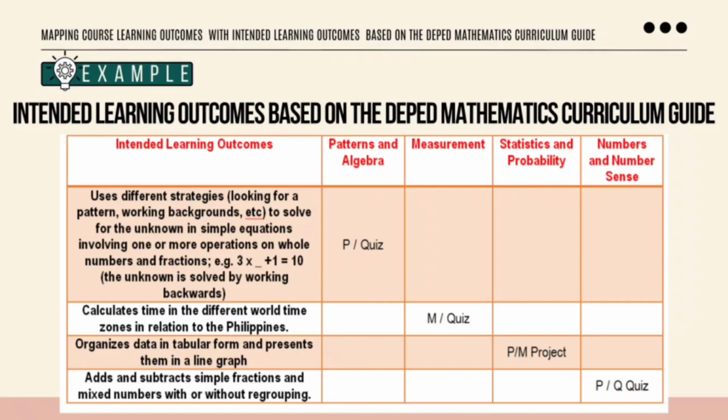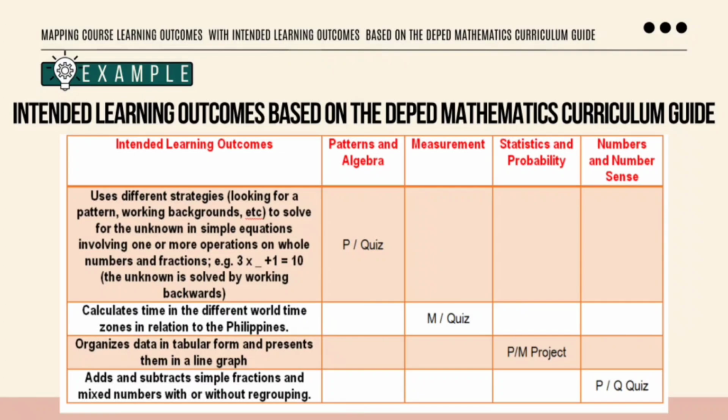Last one is under the numbers and number sense. So the intended learning outcome is to add and subtract simple fractions and mixed numbers with or without regrouping. So here, it is said that it is to be practiced through a quarterly quiz or quarterly exam.